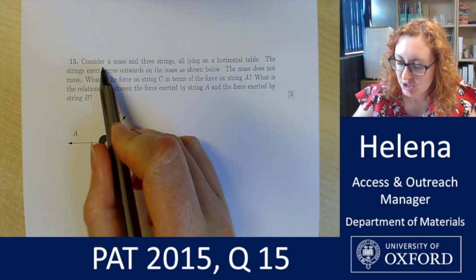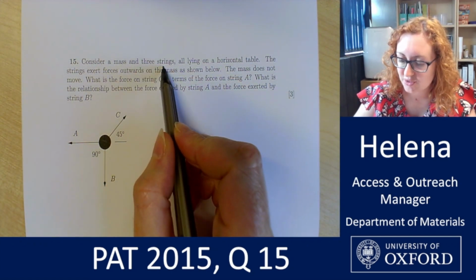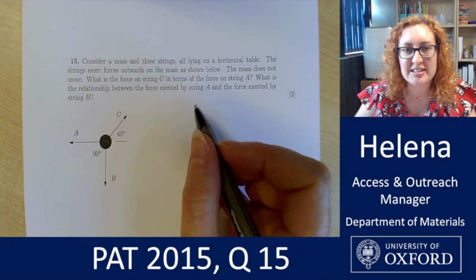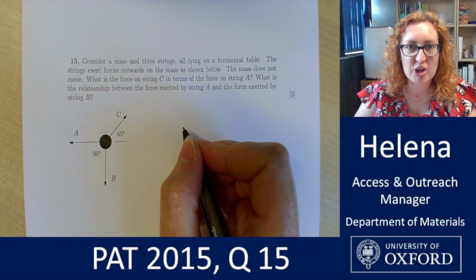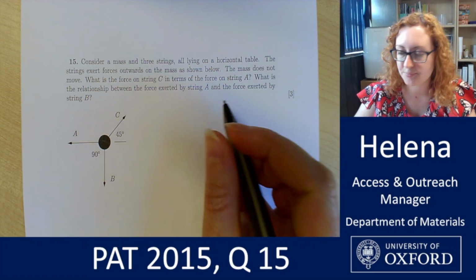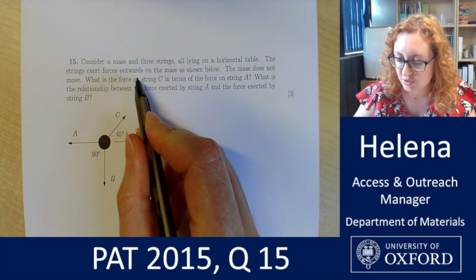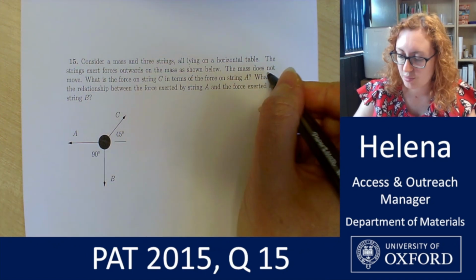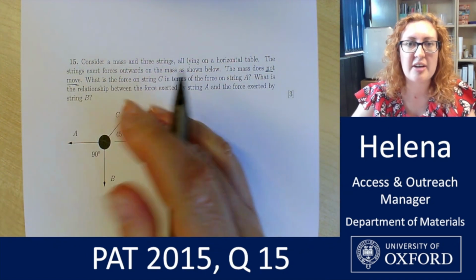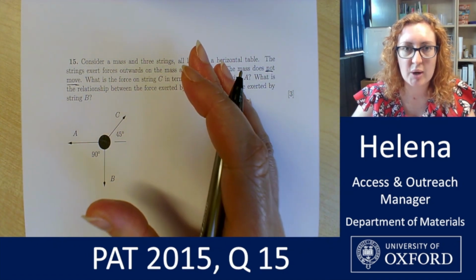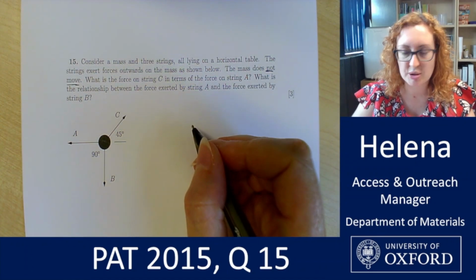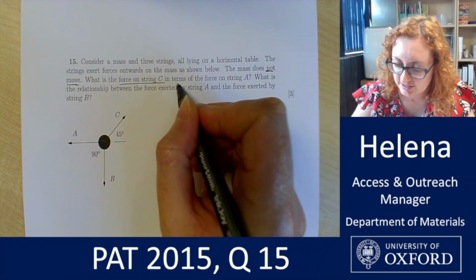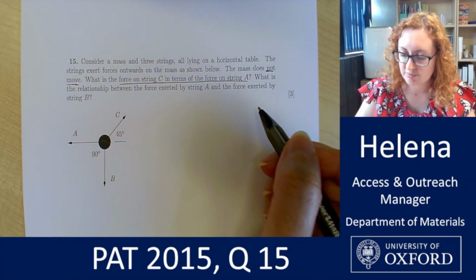So here we have a mass connected to 3 strings, all lying on a horizontal table. As shown in this diagram, this is a bird's eye view of the setup that we've got here. The strings exert forces outwards on the mass as shown below. The mass does not move, okay? So we have all of these forces in equilibrium with each other. We've got no motion. What is the force on string C in terms of the force on string A?